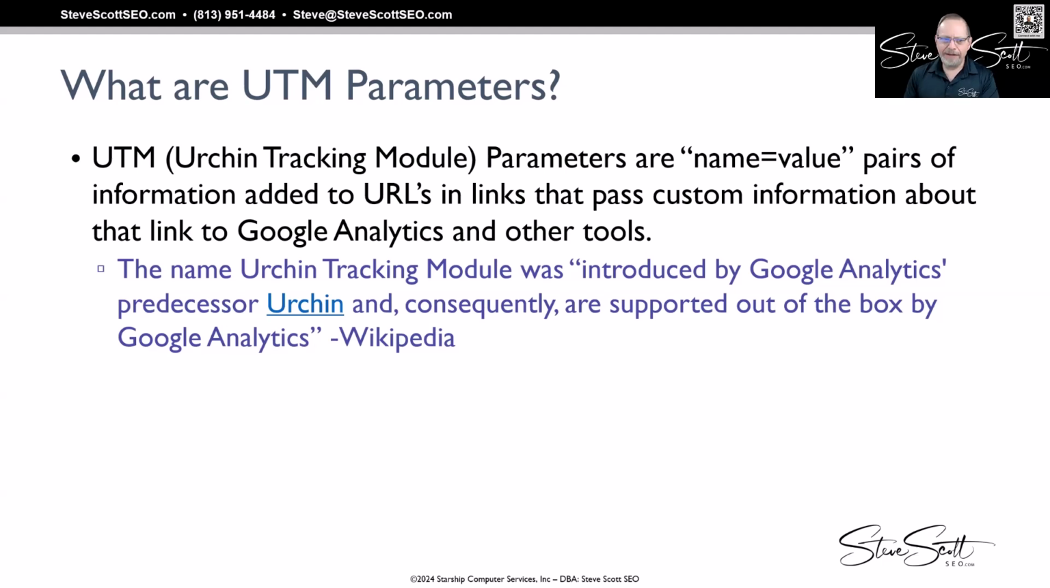And the reason it's called Urchin Tracking Module is Urchin was actually an analytics tool before Google owned it, and Google bought them out and created Google Analytics, and has obviously been evolving that since they bought it out. But they kept the UTM name as part of it. So Urchin is just a predecessor of Google Analytics and supported out of the box within Google Analytics.